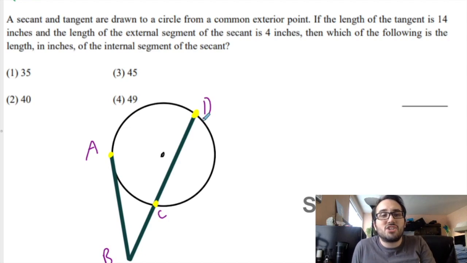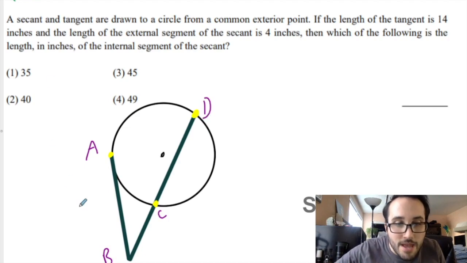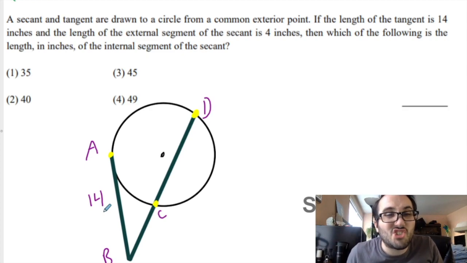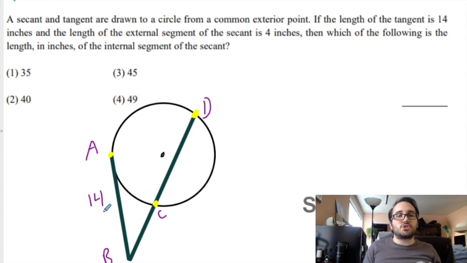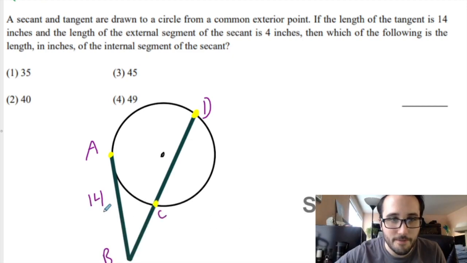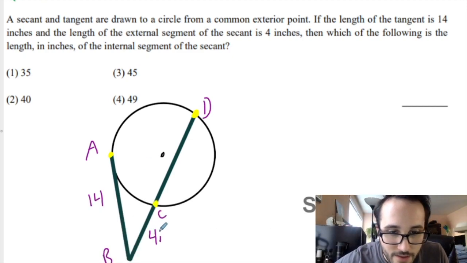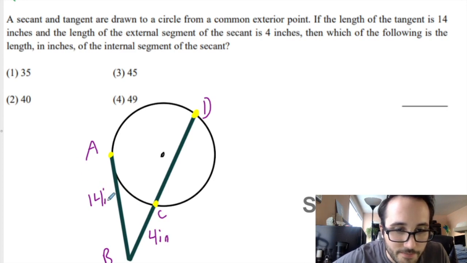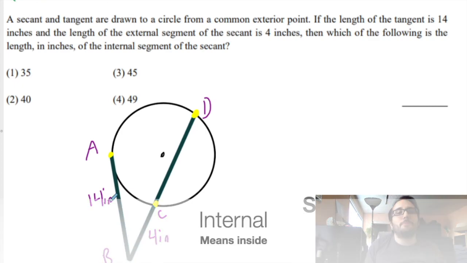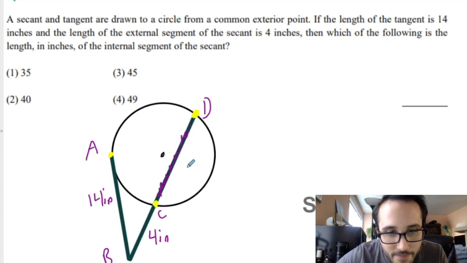If the length of the tangent is 14 inches, pause, let's write that in. The tangent line I chose to be this, so this has to be 14. It's really windy outside. And the length of the external segment of the secant is 4 inches. So we have to think. External means outside. So the outside part of the secant is 4 inches. Let me make sure that this is inches. Okay. Then which of the following is the length in inches of the internal segment? Internal means inside, so we want to figure out this piece. So I'm going to call that x.